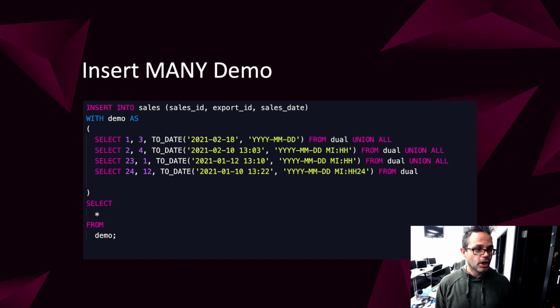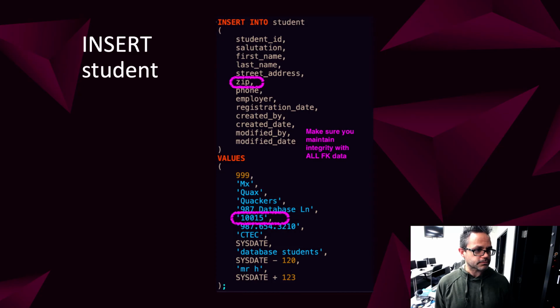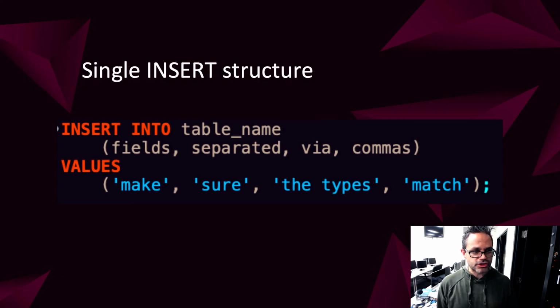And so again, just a quick little review right here. We have our single insert structure. Again, we're going to insert into the table name. We want to go to the fields separated by commas, and then the values themselves, making sure they match every single one right here. So if we look at this right here, my make matches fields, the sure matches separated, the types goes with via, and the match goes to commas. And so we have that approach we're working with for the entire time, and that's how we can go through and make sure we have this basic structure ready to go.